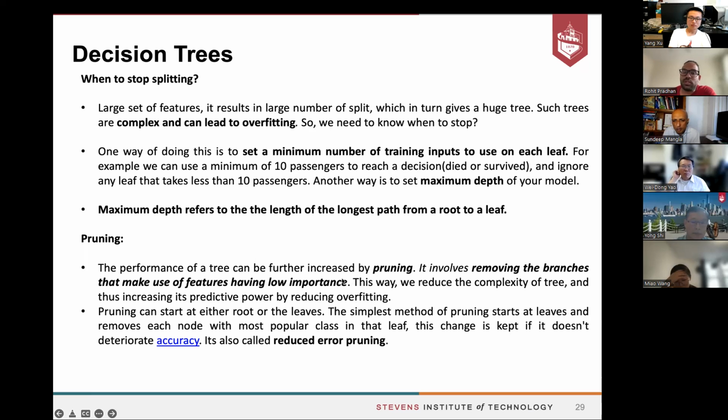So the splitting, or where to stop, this process is known as pruning of a decision tree. It involves removing the branches that make use of features having low importance. When we look at the feature importance, as I said in the previous example, if we have 100 features and we wish to take only the top 20, we can just remove the remaining 80 features.